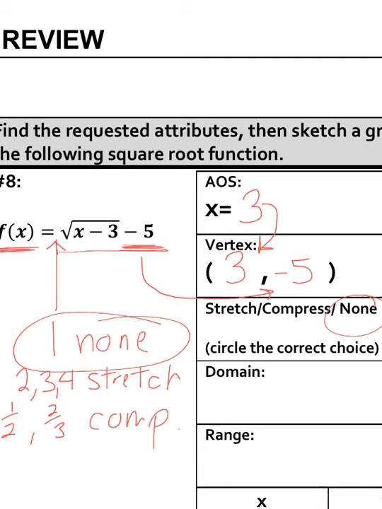Okay, domain. Domain is what are all of the x values that we're allowed to have. So we care about x's. That means we're going to use the 3 from the vertex. And the range is y values, so we're going to use -5 from the vertex. Let's go ahead and get the whole graph before we actually draw out that domain and range.